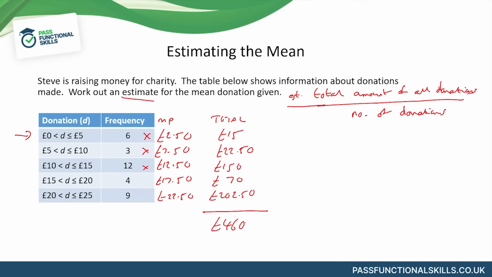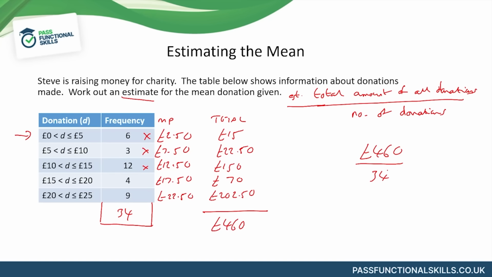So we are guessing, by picking a midpoint, that we've raised an estimated total of £460. And how many donations were made? Well, 6 were between 0 and 5, 3 were between 5 and 10, etc. So we can see that the addition of these figures here is the number of donations. So 6 plus 3 plus 12 plus 4 plus 9 is 34. So we've estimated that we've got £460 worth of donations from 34 people, or 34 donations in total.